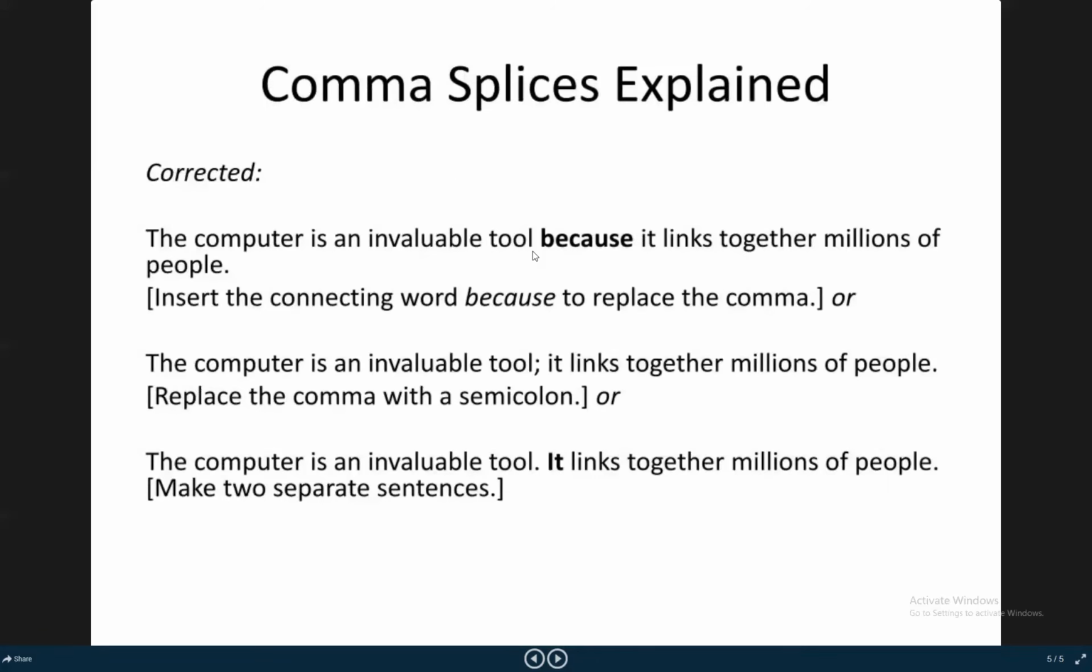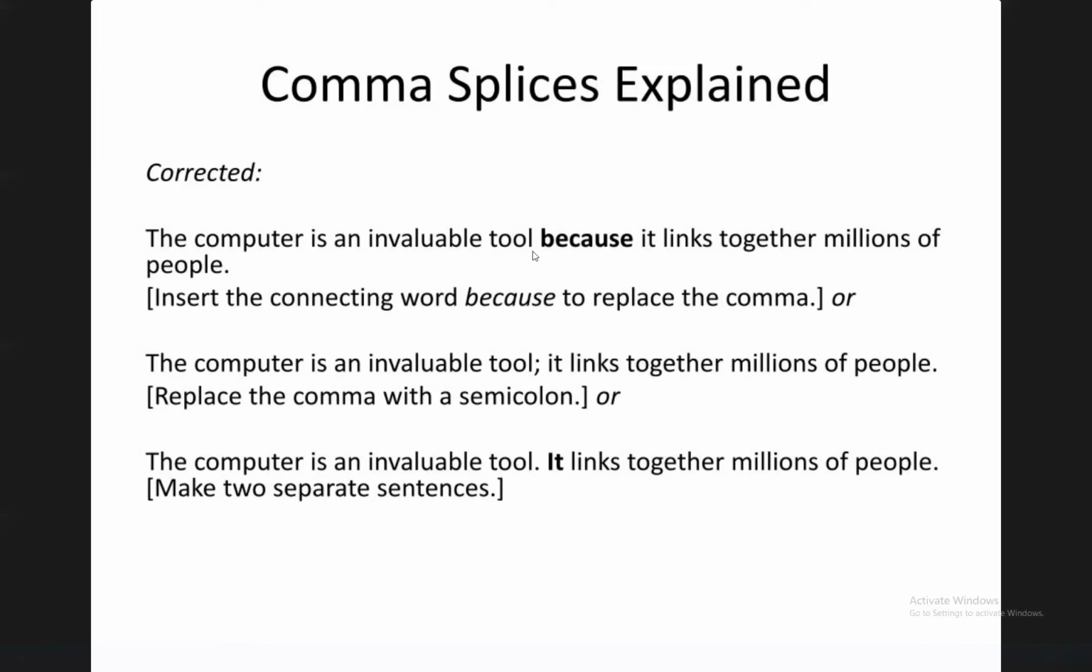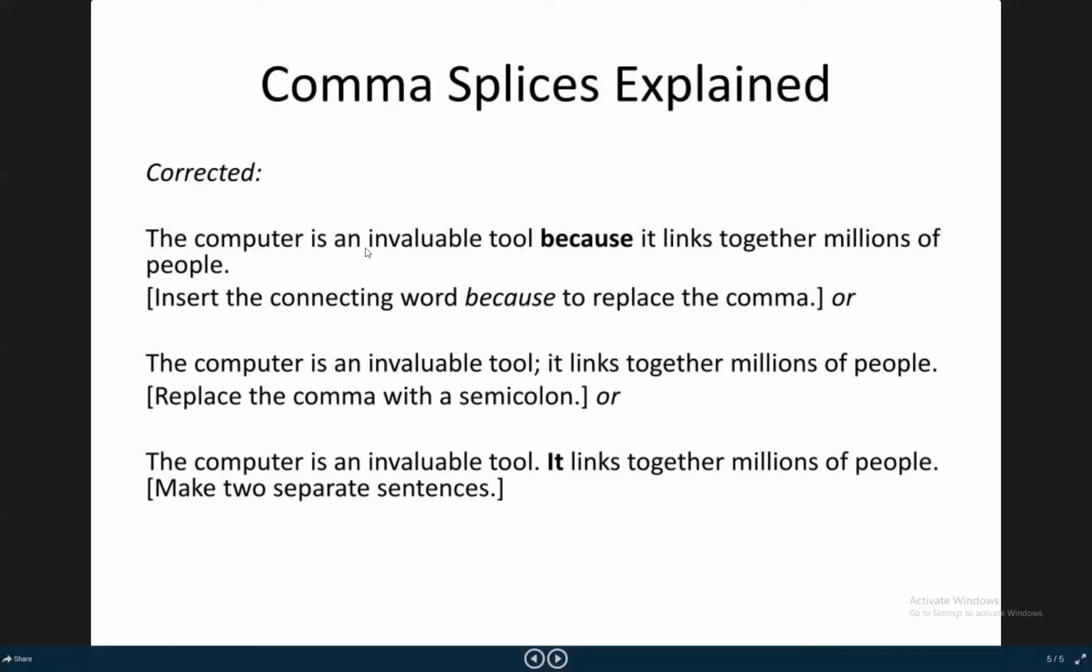And here, of course, like run-on sentences, we have three options to fix comma splices. One way is number one here: The computer is an invaluable tool because it links together millions of people. So here we have connected these two clauses with the usage of because. Instead of the comma, we put because over here.